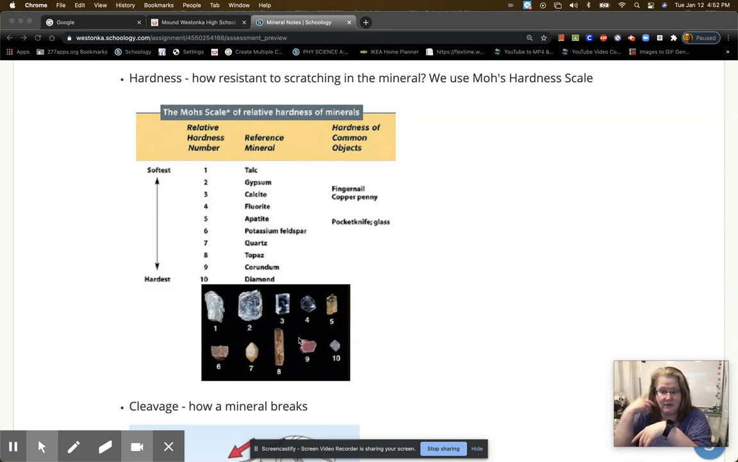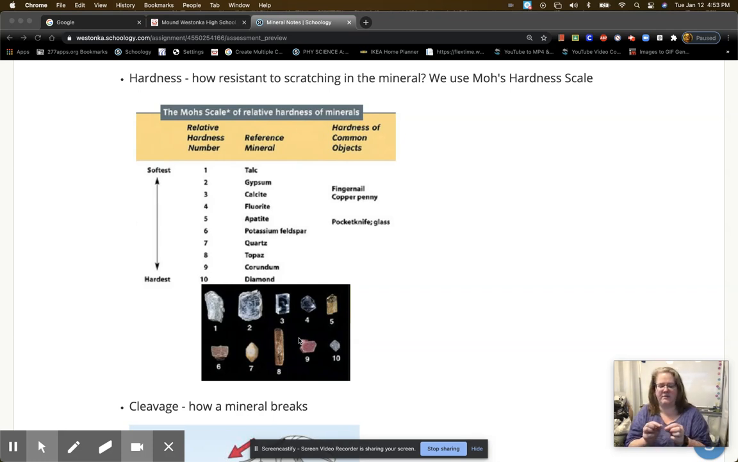And by the way, your hair is also about the same hardness as copper. That's why people who cut your hair have to get their scissors sharpened, because hair actually has quite a good hardness. It's hard on scissors to cut that. Fluorite has a hardness of 4, apatite 5, potassium feldspar 6, quartz 7, topaz 8, corundum 9, and diamond, the hardest thing we know of, is 10.